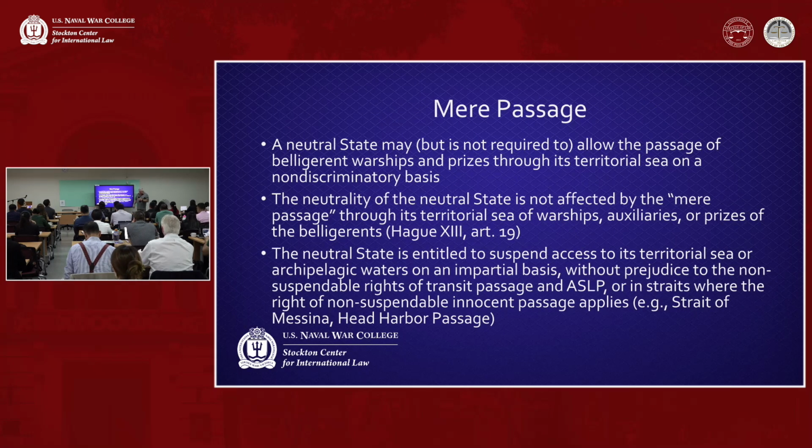Mere passage. In the law of the sea, we have innocent passage. In the law of naval warfare, we have mere passage. It's basically the same thing. The difference is that the neutral state does not have to allow it. There's no requirement that the neutral state allow for the mere passage of belligerent warships through its territorial sea. It's perfectly permissible for the neutral to say no belligerent warships may transit my territorial sea during the armed conflict.